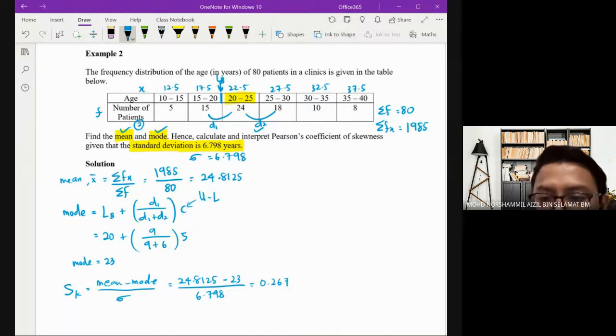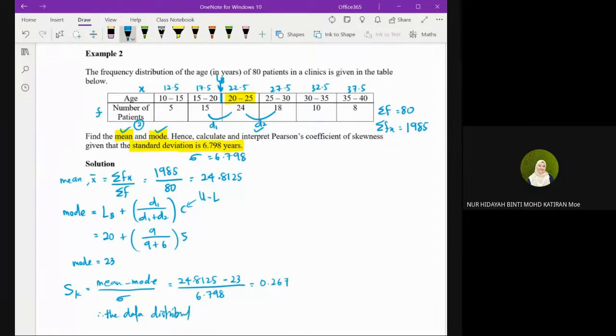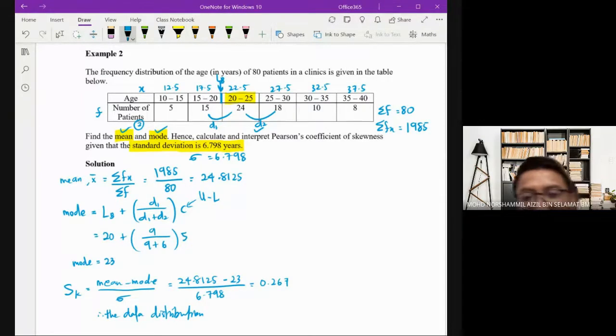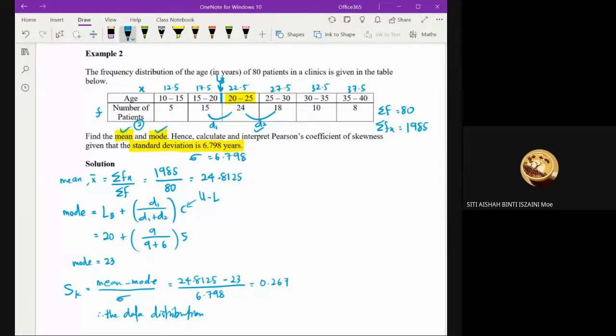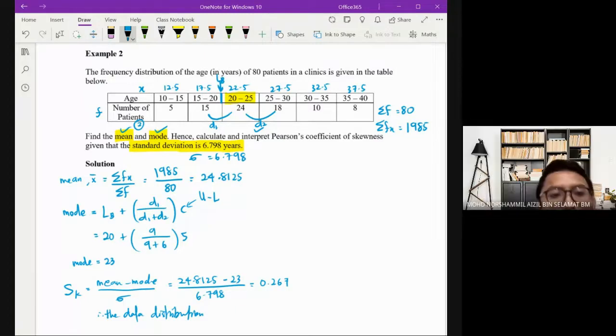0.267. Okay, be careful. We want to interpret as well. Therefore, the data distribution is slightly skewed to the right. The data distribution is skewed to the right.